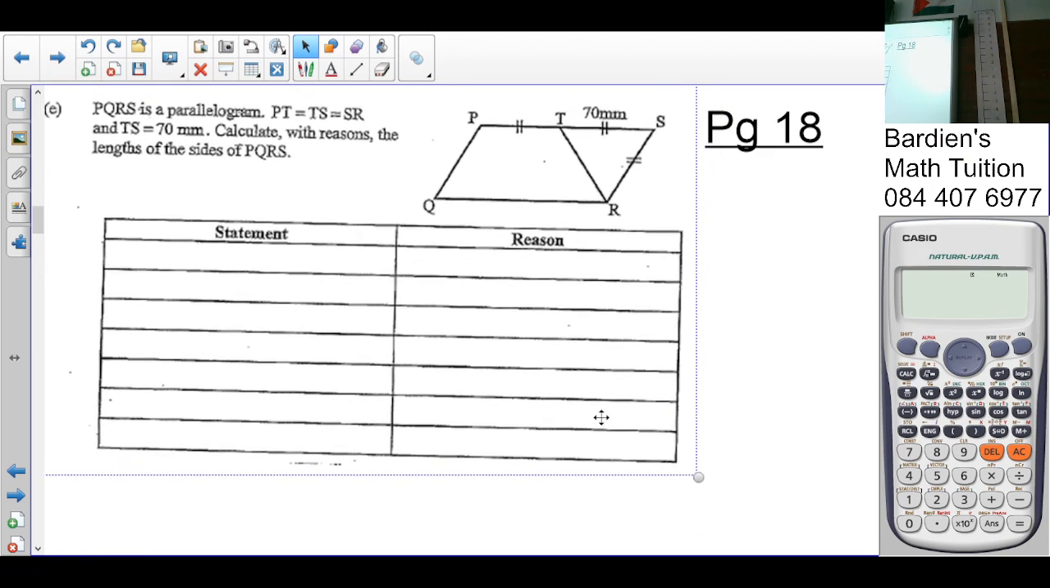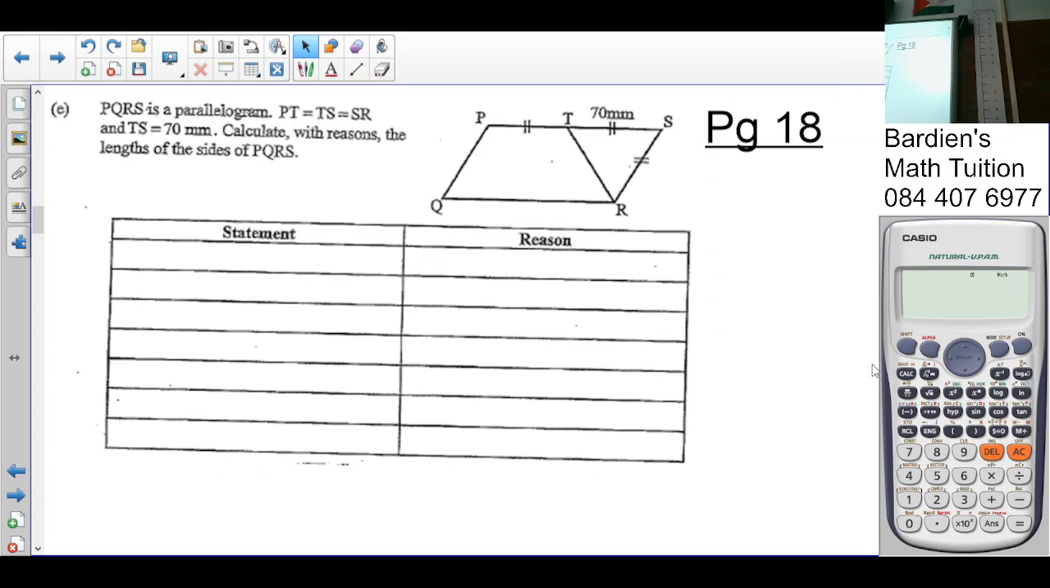Right. People, here we are told that PQR is a parallelogram. Four things come to mind. What are the four things? Two pairs of opposite sides are parallel, two pairs of opposite sides are equal, two pairs of opposite angles are equal, and the diagonals bisect each other. Right. So we are told that PT is equal to TS, which is equal to SR. And TS is 7.